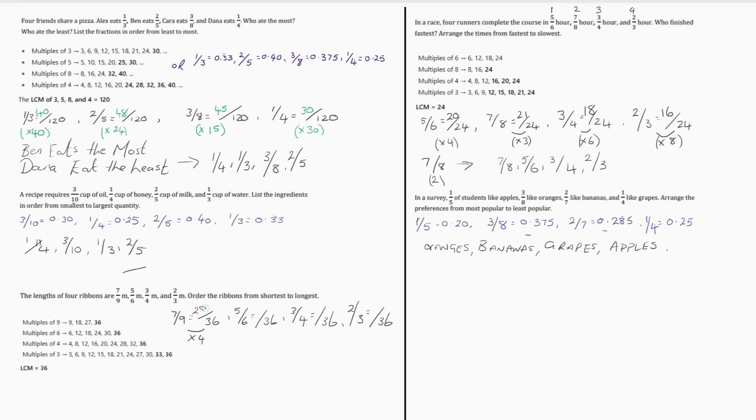Here's what we do to the bottom, we do to the top. That was times 6. 6 times 5 is 30. That was 9. 9 times 3 is 27. And then that was 12. 2 times 12 is 24. Nice and easy, that one. So order the ribbons from shortest to longest.